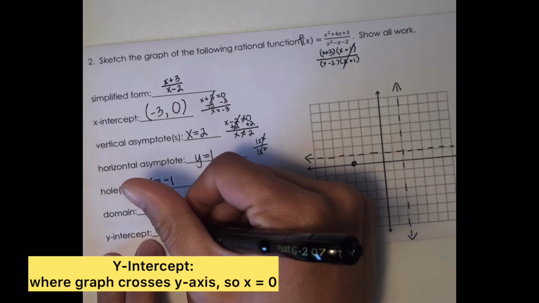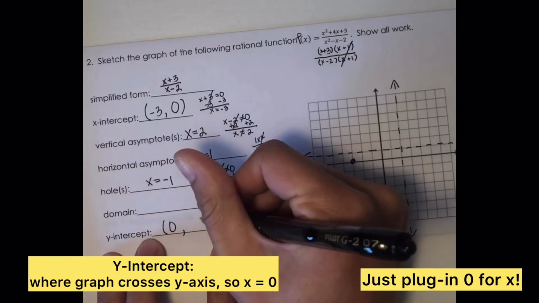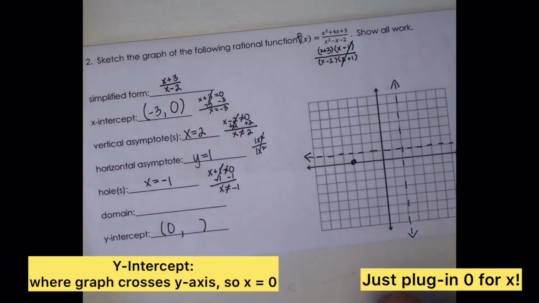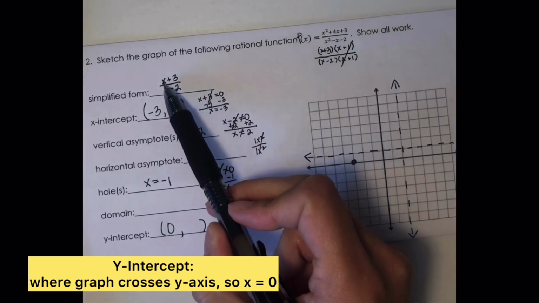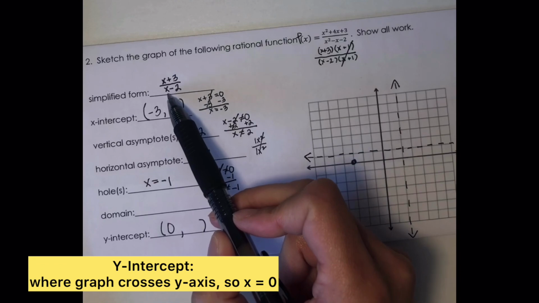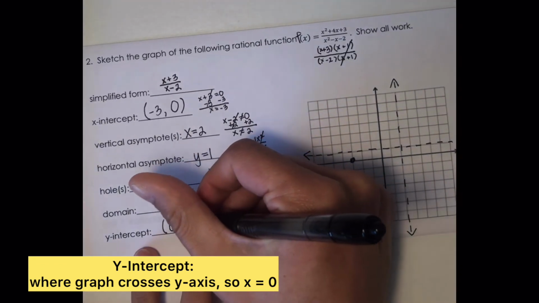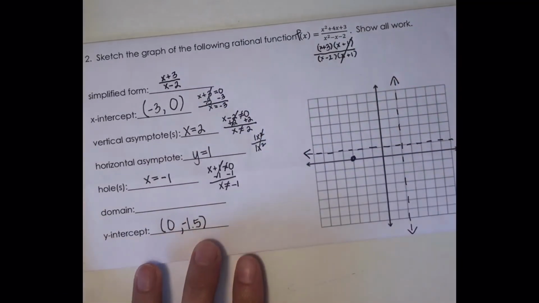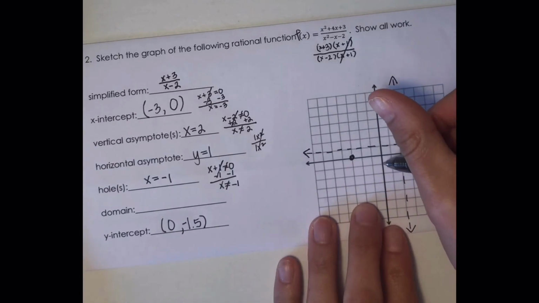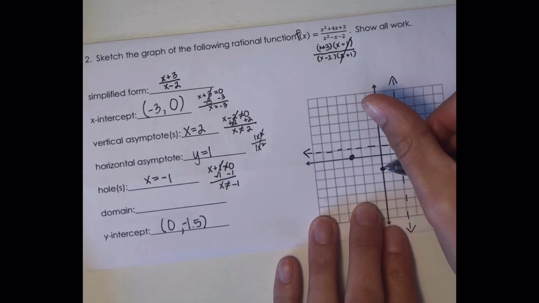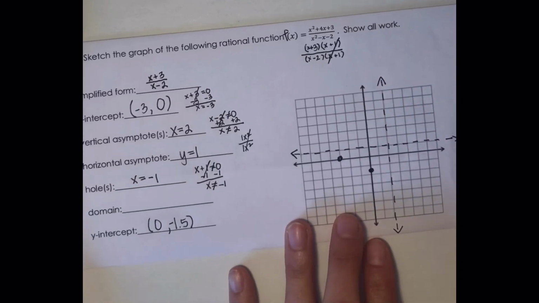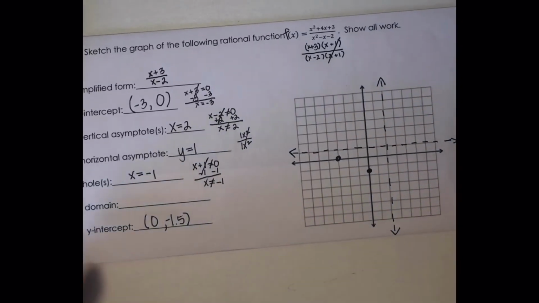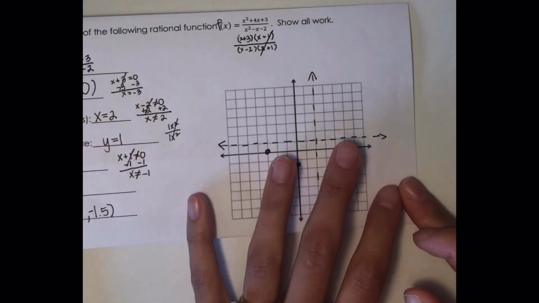Y-intercept is where x is 0. So we'll plug in a 0 for x. If I do that, we can look at the simplified form, 0 plus 3 over 0 minus 2. So we're going to get negative 1.5. Let's go ahead and graph that. 0, negative 1, negative 2, so right in between. We can kind of see the graph starting to form right here, but let's make a t-chart just to be sure. So I'm going to scoot the paper over and make a t-chart over here.